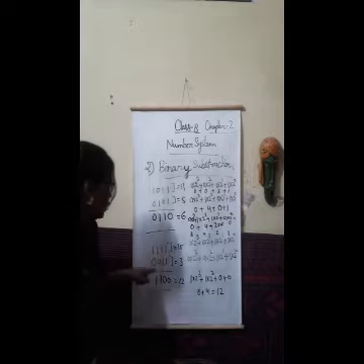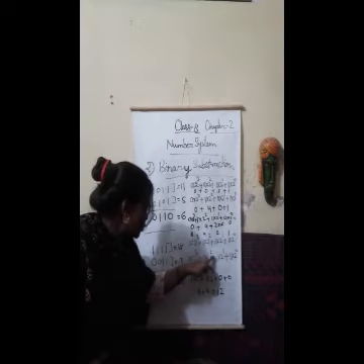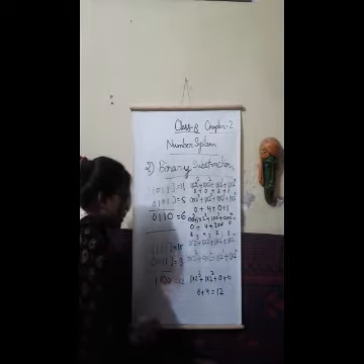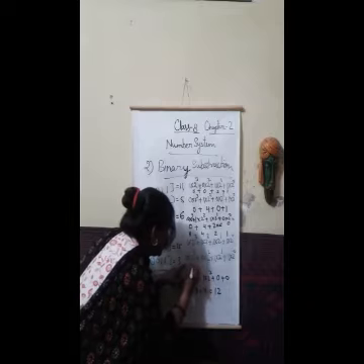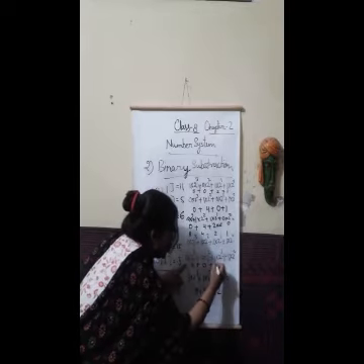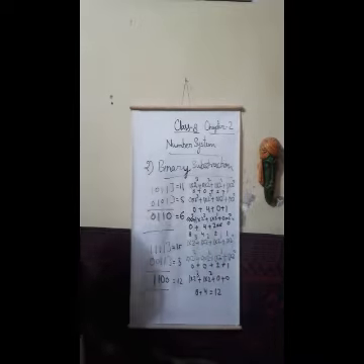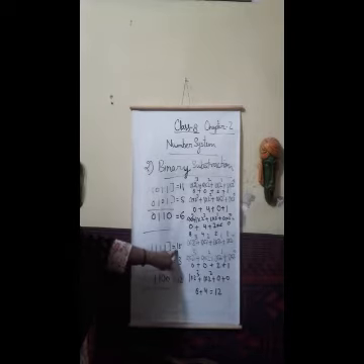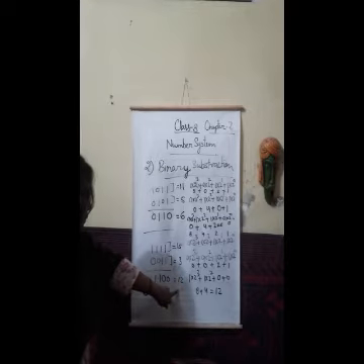Now I am going to convert this. 0 into 2 raised to the power 3 plus 0 into 2 raised to the power 2 plus 1 into 2 raised to the power 1 plus 1 into 2 raised to the power 0. So you will get the answer: 8 into 0 will be 0, plus 4 into 0 will be 0, plus 2 into 1, 2, plus 1 into 1, 1. The answer will be 3. When you do 15 minus 3, you will get 12.